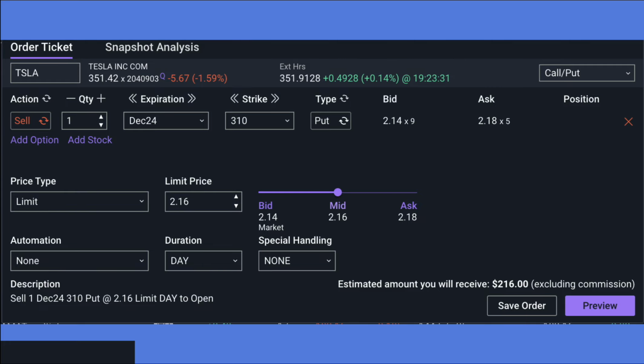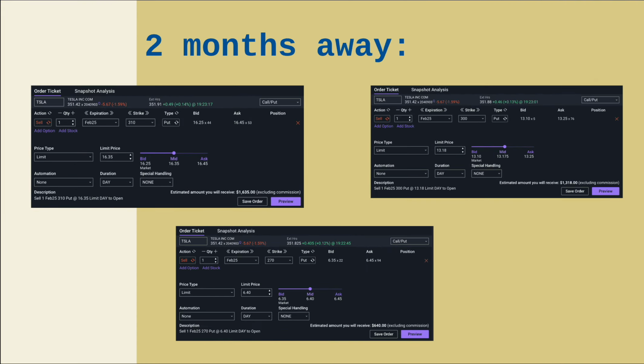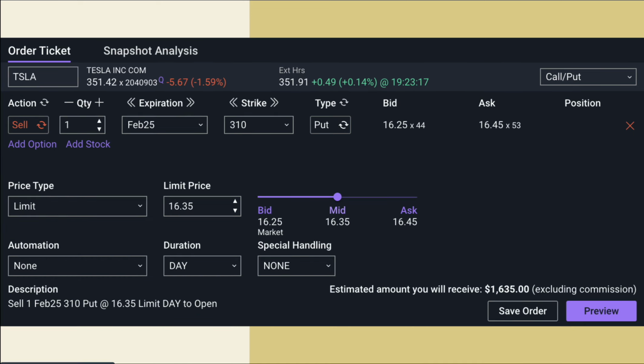Let's have a look at 2 months. Remember that $310 2-week option someone was willing to give us $200 for? The same price, but 2 months out, someone will give us $16 or $1,630 for 100 shares. So as long as Tesla doesn't go down more than 10%, I keep $1,600 and can do the same thing again in 2 months. Now keep in mind, if Tesla does go down to $300 in the next 2 months, I will need to buy the shares for $310. But let's play it out.